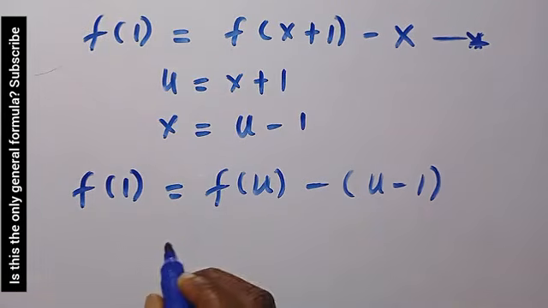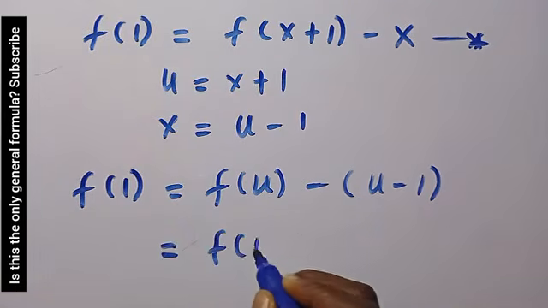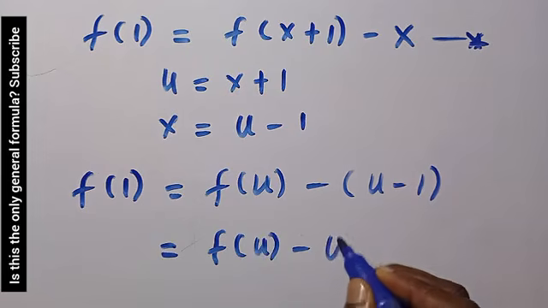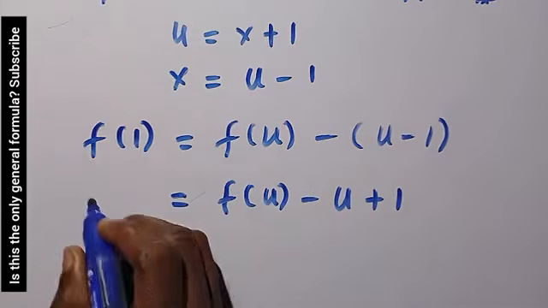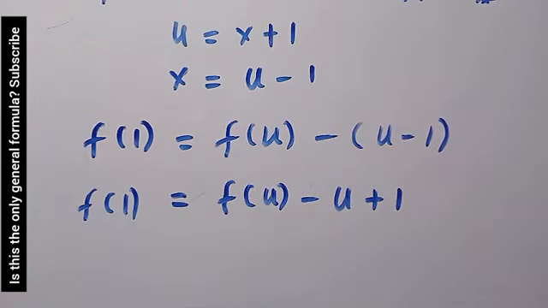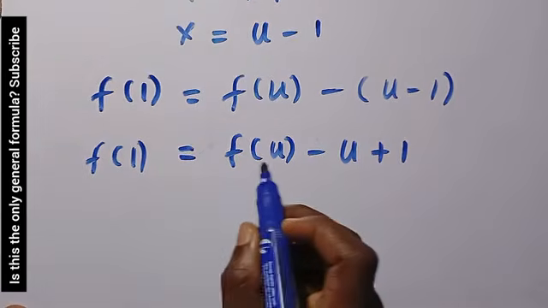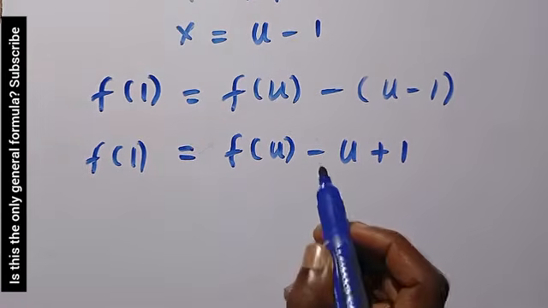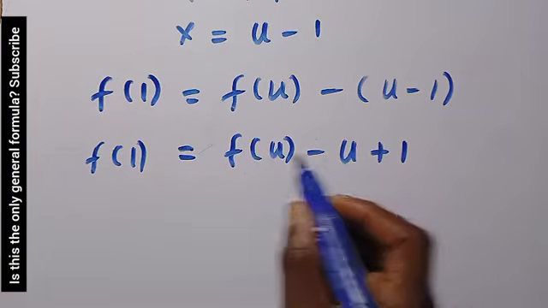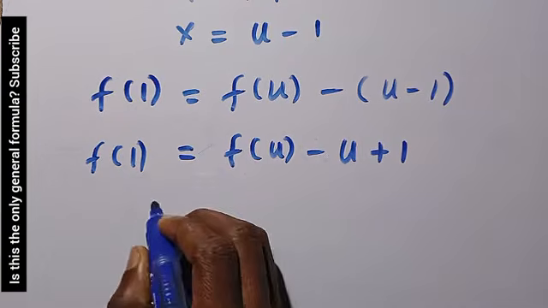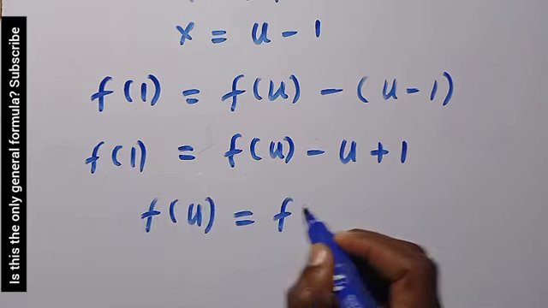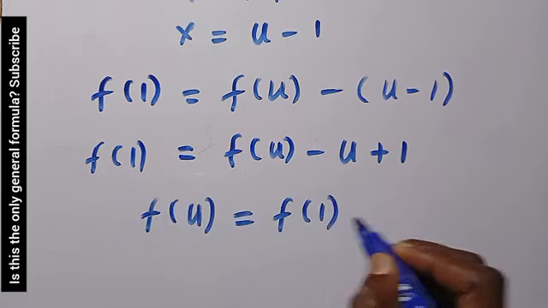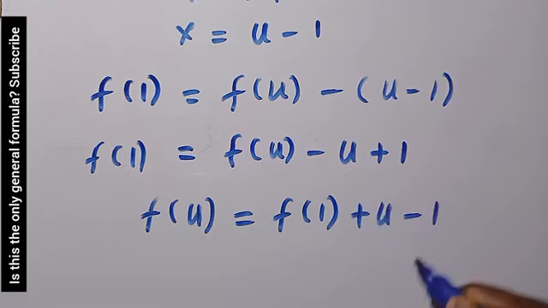So let's open this out. We have f of u minus u plus 1. So everything here equals f of 1. And let's make f of u the subject of the formula by adding u and subtracting 1 from both sides. Here is f of u equals f of 1 plus u minus 1.